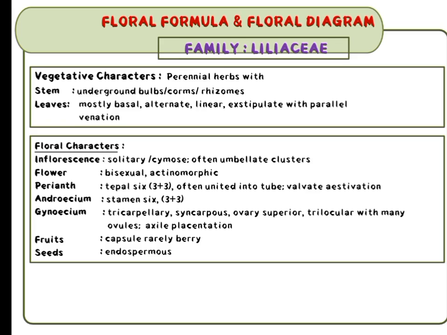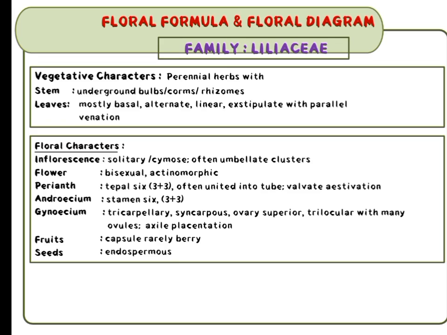Then come to the floral characters. They may be solitary flowers and the inflorescence is in cymose condition. If the flower is solitary, it may be a single flower, and if inflorescence can be seen, it is in cymose condition, or we can see umbel condition. We already discussed there are so many types of inflorescence, so it is called umbellate. So umbel type of inflorescence is also seen. So solitary flower can be seen, cymose can be seen, or umbel type of inflorescence can be seen. Then the flower is bisexual and actinomorphic.